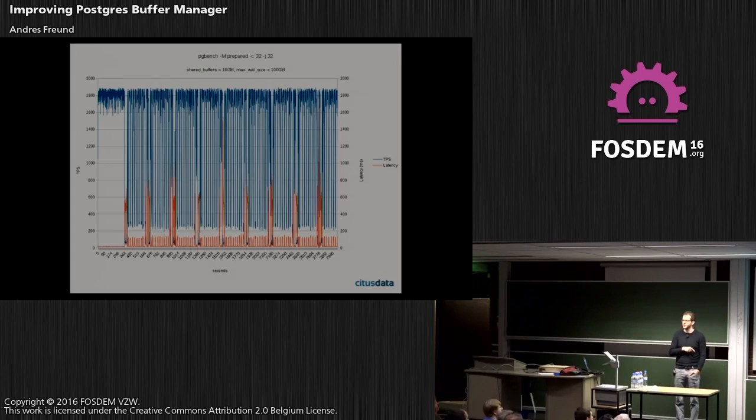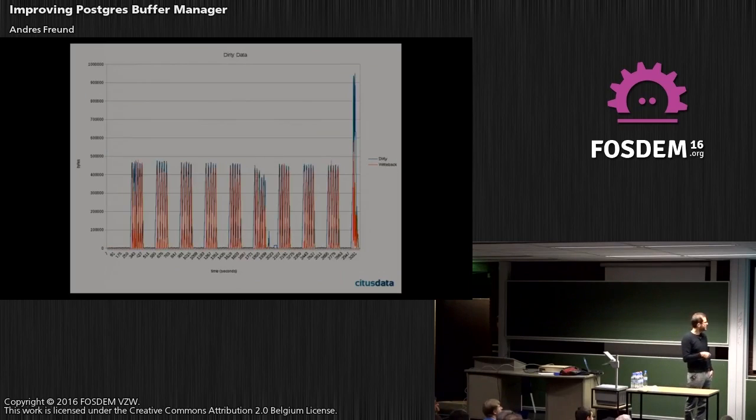Who of you have ever seen such spiky performance in Postgres? Okay, that's a fair number of people. Cool. So the question is then, why does this actually happen?